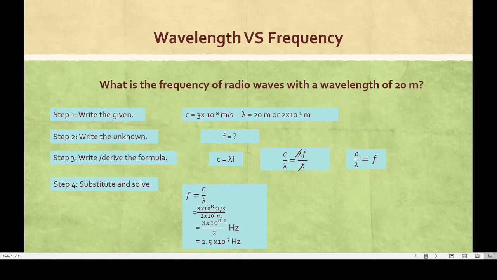Okay, so again, let's go back here. 3 times 10 to the 8 divided by 2 times 10 to the 1. You will see that the exponent in the denominator is positive 1. So since it is positive 1, we will transpose it here and change the sign to negative.